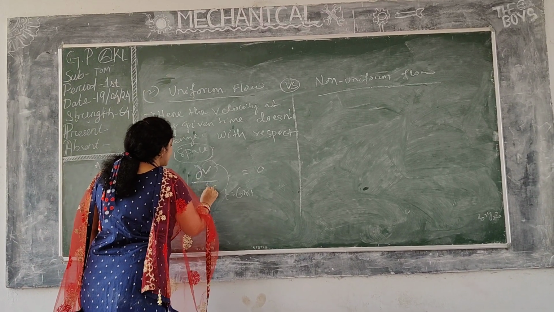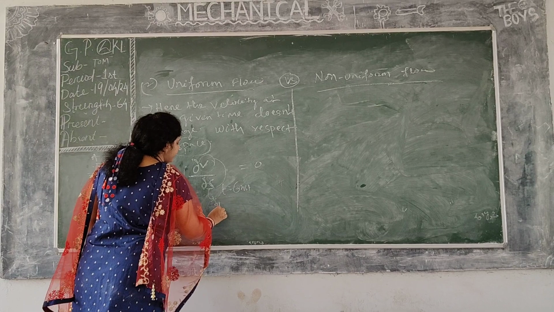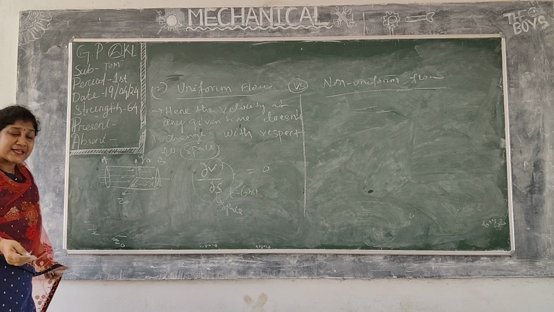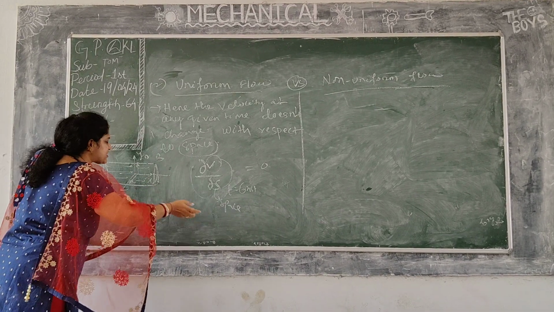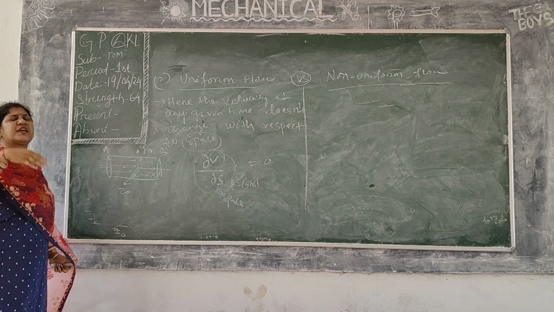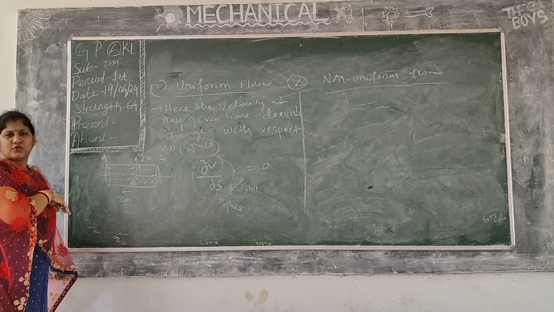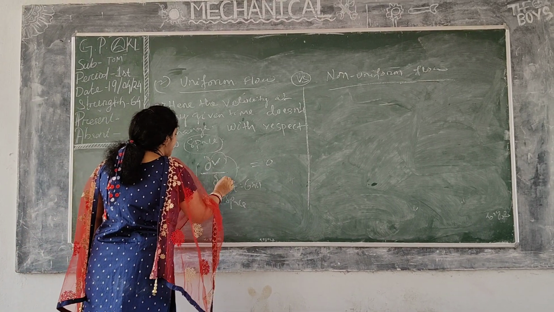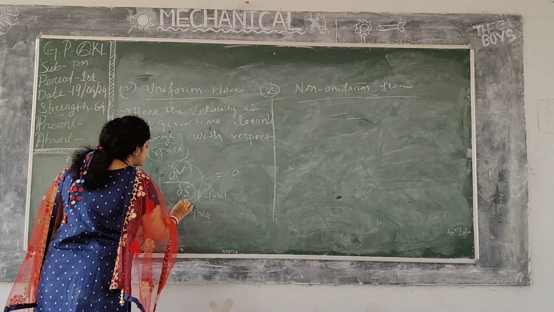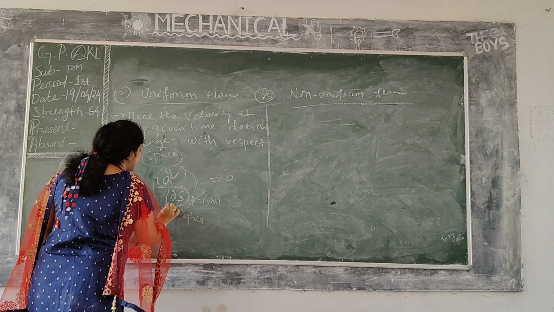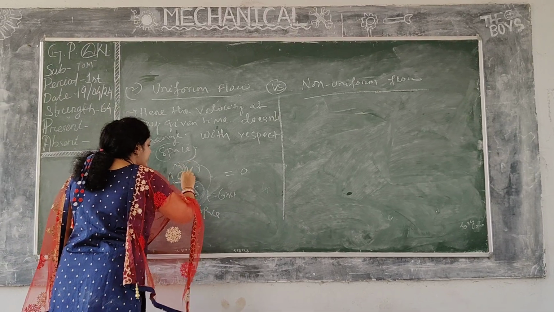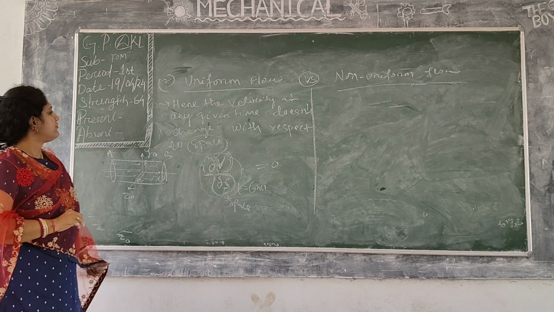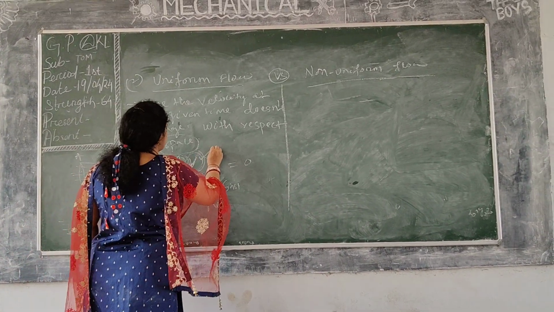So d by ds, that s is space. Which space? The space from which to which fluid is flowing. Nothing beyond that, nothing before that. Only the fluid flow space is to be considered. So del by del s means change with respect to space. Of what? Which direction? Means volume. Okay? Volume or velocity.